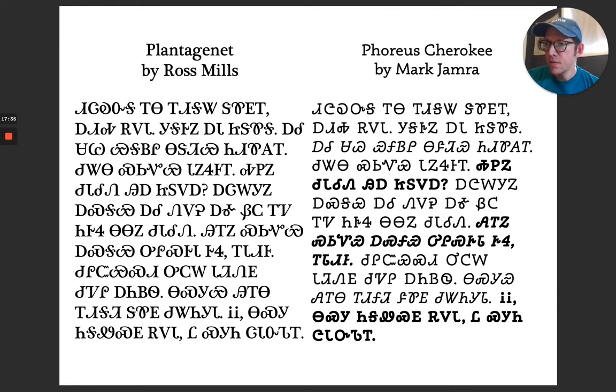Phorium is gaining some ground in the Cherokee Nation. It's used a lot in Tahlequah's museums and things like that. There's also Google Noto, which has Cherokee support. I forgot to put a slide in for that, but there's that too.